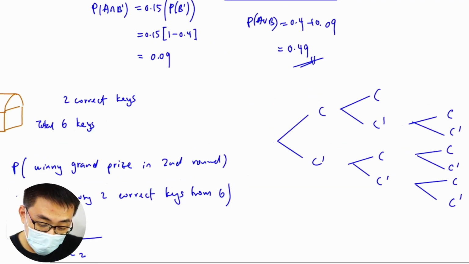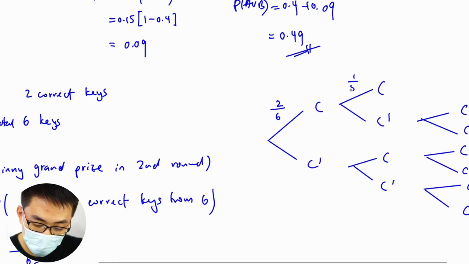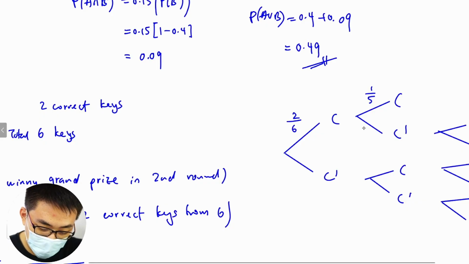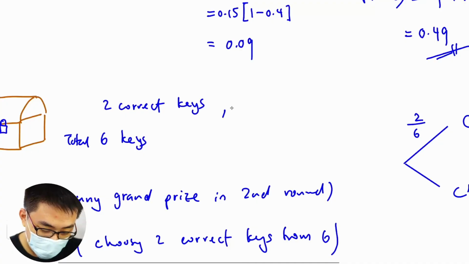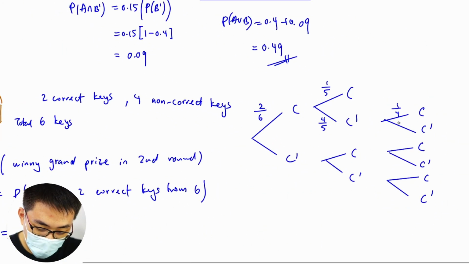Quite interesting. So this one here will be 2 out of 6, 1 out of 5. Well, actually, the tree diagram may be quite easy. With 6 keys, 2 out of 6 are correct, so this will be 4 out of 5 for not correct. The non-correct keys are 4. Then when you go down, we just diminish by 1. It'll be 1/4 and 3/4.